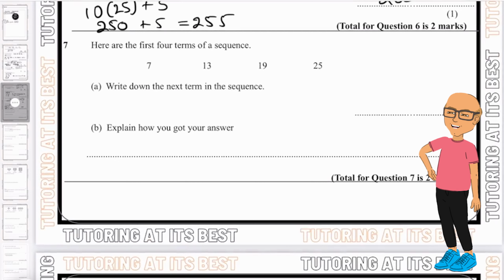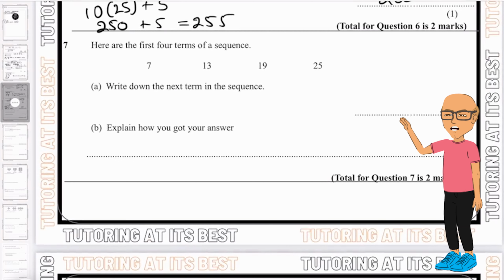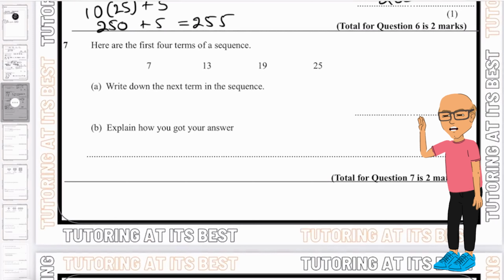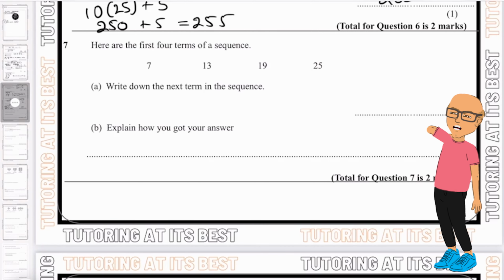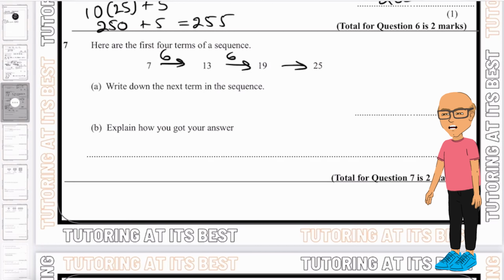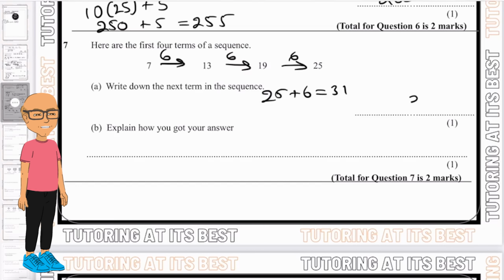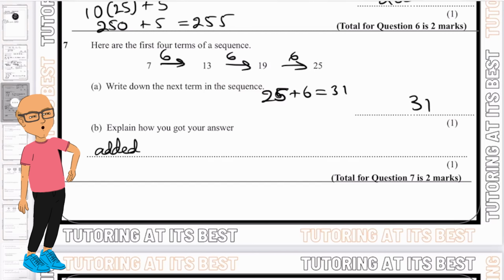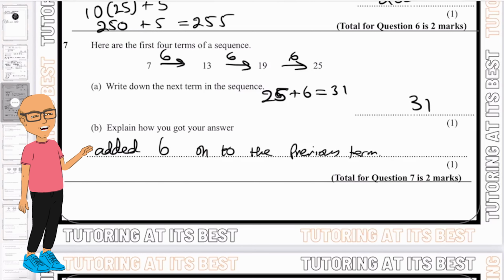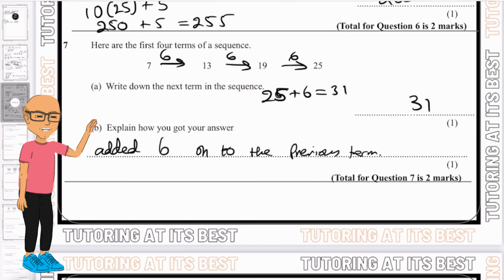Okay, question 7. Again, we've got 4 terms of a sequence here, and we need to write down the next term in that sequence. So again, we find the difference between each one here, which is going to be 6. So now we know the next term is simply going to be 25 plus 6, which gives us 31, and that is our answer. And we have to now explain how we got our answer. That's because we added 6 onto the previous term. And it's as simple as that.